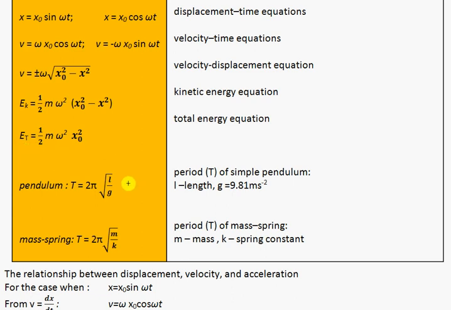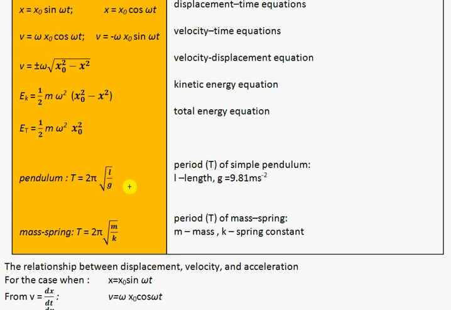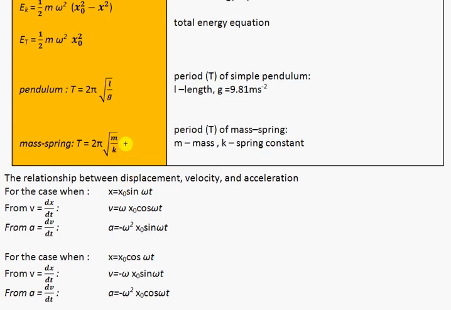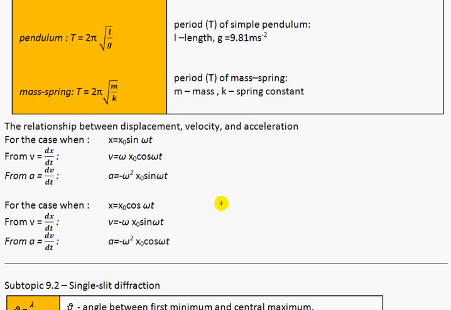Period of pendulum, L is length of pendulum, and g is gravitational field strength. Mass spring, m is mass, k is spring constant. Formula for period. So as I mentioned, to find velocity we find the derivative of displacement, to find acceleration we find the derivative of velocity.